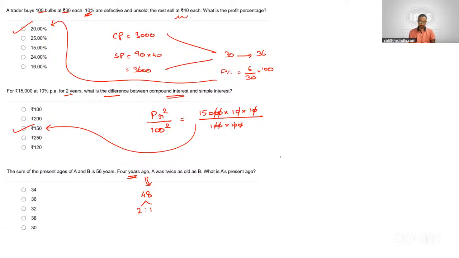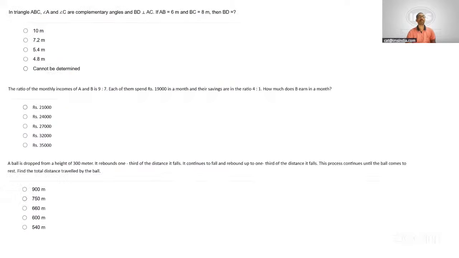A is twice as old as B means very easy. B was 16, A was 32. This was 4 years ago. So today A's present age is 36. If I had paused and done a little bit, maybe I could have done this question earlier. But anyway, I'm happy I had enough time and the calm and composure to get to it now. So one question in this page.